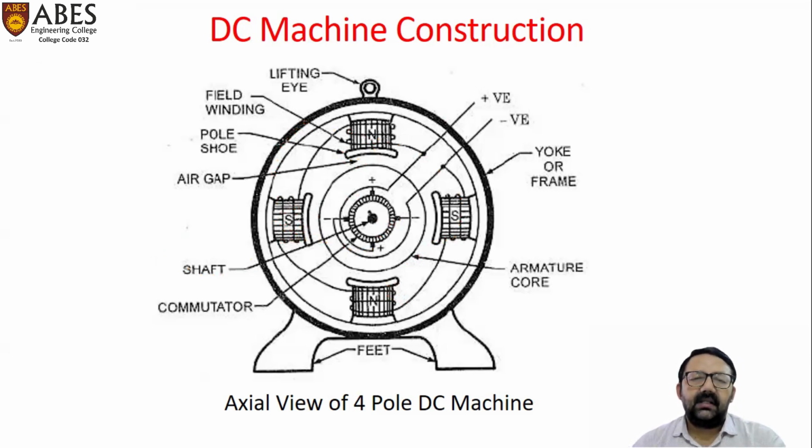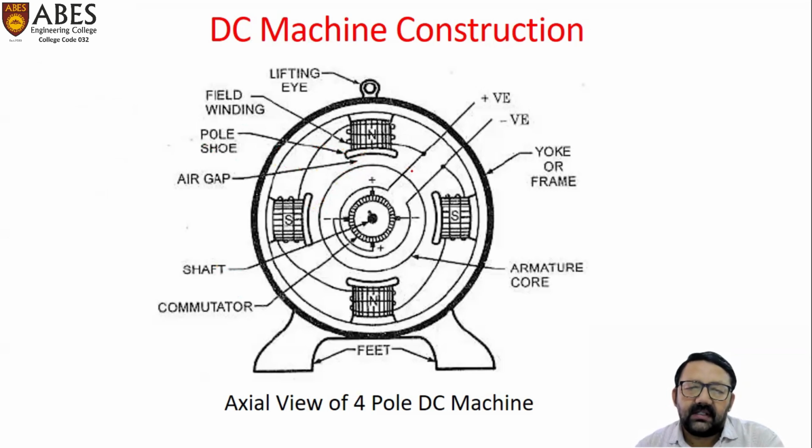The purpose of this field winding is to develop the working flux of the machine. Then we can clearly see the extended part of these field poles. This extended part of the field pole is known as pole shoe. Later we will discuss the use of this pole shoe. After pole shoe, there is an air gap, and the purpose of this air gap is to differentiate the stationary and moving part of the machine. The length of this air gap depends upon the rating of the machine, and usually it varies from 0.2 mm to at max 1 mm.